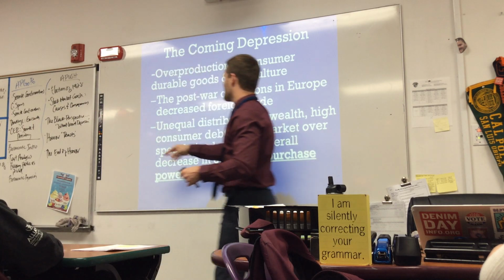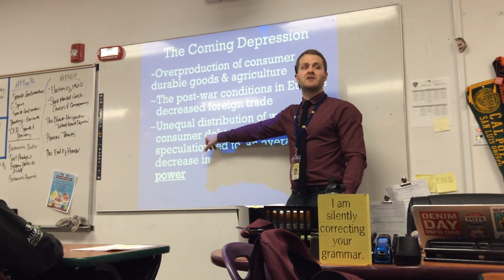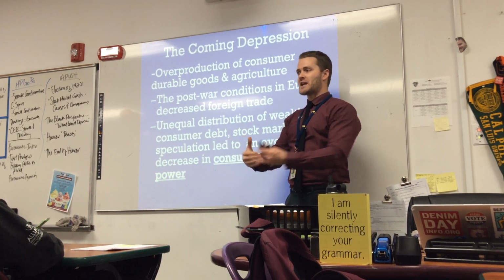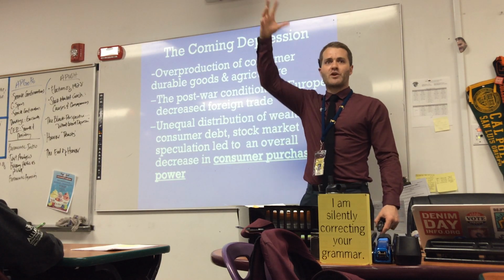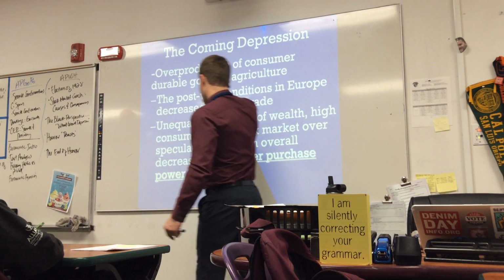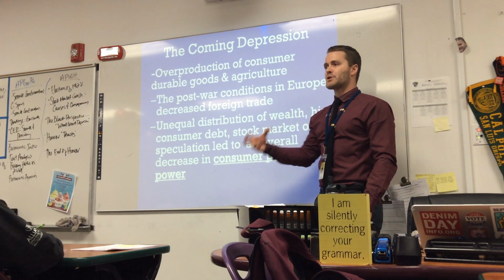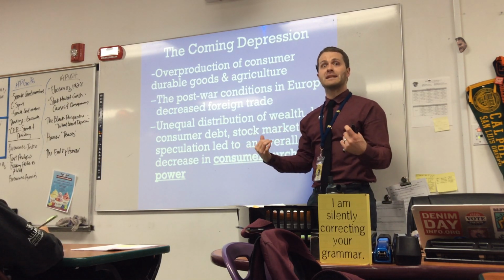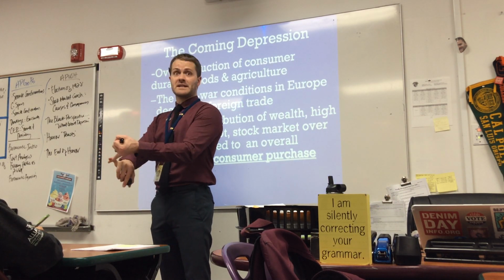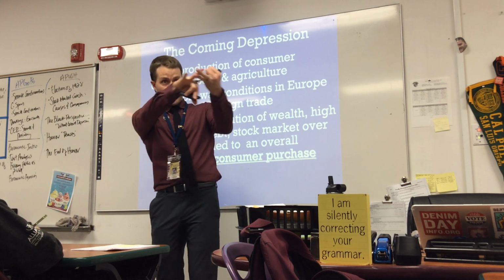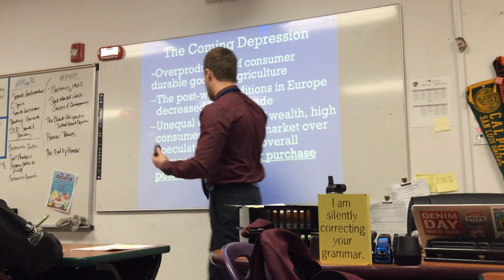So this unequal distribution of wealth, our consumers are in too much debt. We're in too much debt, the everyday people, because of credit. The stock market is inflated. It says it's worth more than it's actually worth. All of this means that everyday consumers have less purchasing power. We have less ability to buy stuff because the everyday people have too much credit card or consumer debt. They're not making enough money because their wages are flat. The stock market is overinflated. All combined means we have less purchasing power.